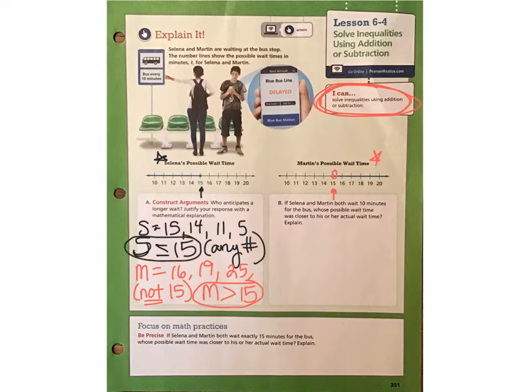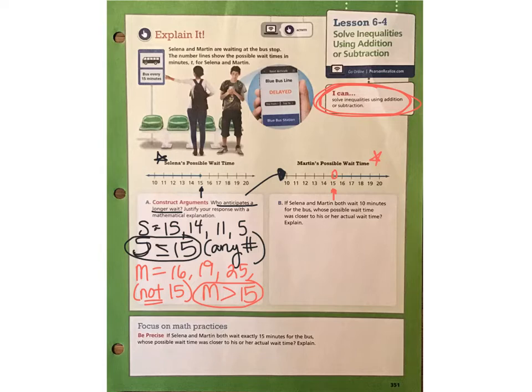So now let's take a look at how we can talk about these and compare them. The question actually says, who anticipates a longer wait? Well, in this case, it looks like Martin is the one that anticipates a longer wait because his possible wait times begin at numbers greater than 15, whereas Selena starts at 15, but her numbers get smaller.